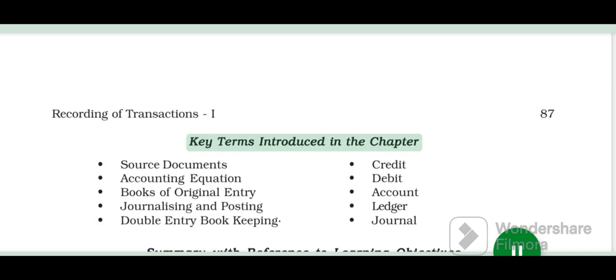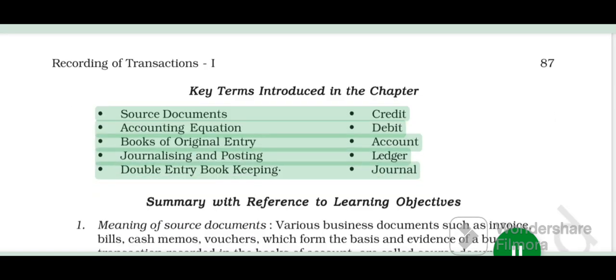Key terms introduced in the chapter: source documents, credit, accounting equation, debit, books of original entry, account, journalizing and posting, ledger, double entry bookkeeping, journal.